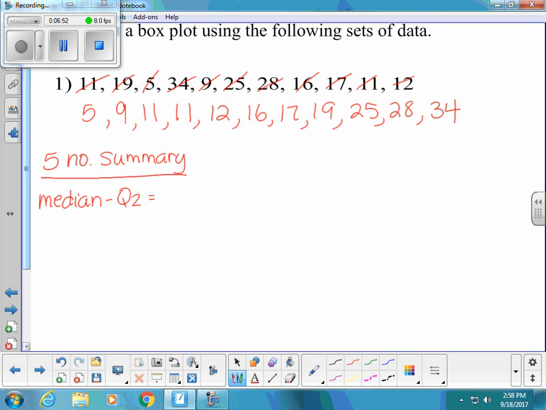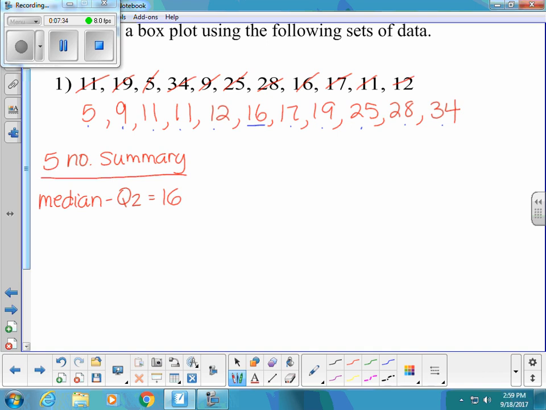So this list has 1, 2, 3, 4, 5, 6, 7, 8, 9, 10, 11 numbers. So there's going to be one number in the middle. And we're going to use these numbers multiple times, so I'm not going to cross them off. I'm just going to use my dots like I showed you guys before. So one at the beginning, one at the end. One at the beginning, one at the end. Beginning, and, beginning, and, beginning, and 16 came out in the middle. So there's our very middle number. Okay, so 16 is our Q2.